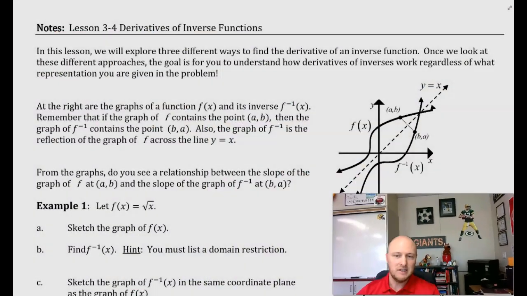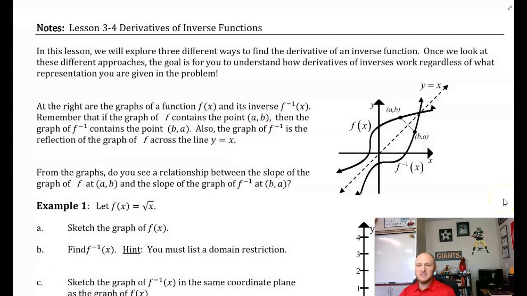Now, the main idea in undoing or finding inverses is switching x and y. We switch x and we switch y. So let that serve as your foundation today. But in this lesson, we're going to explore a couple of different ways to find the derivative of an inverse function. And once we look at these approaches, the goal is for you to understand how the derivatives of inverses work, regardless of what representation you're given in the problem.